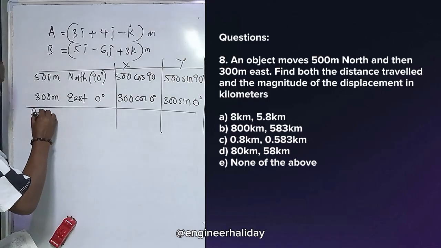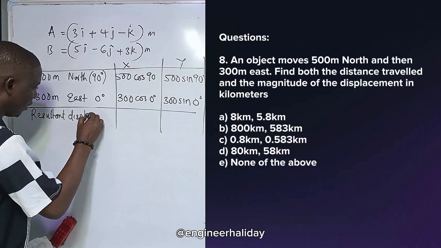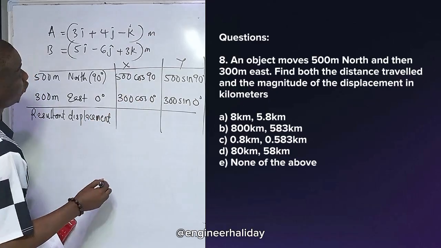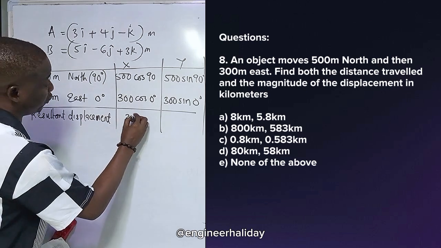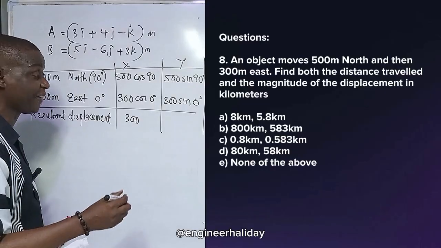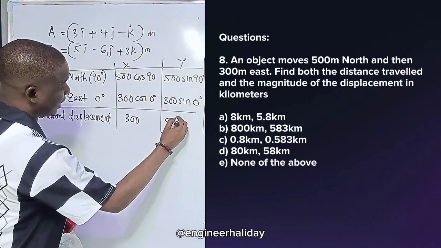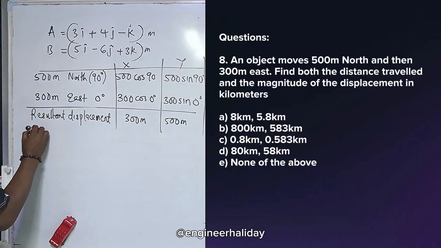So resultant. What is the resultant displacement? It is equal to this: cos 90 is 0, 0 times that is 0. Cos 0 is 1, times 300, you have 300. Then sine 90 is 1, 1 times 500 is 500. Then sine 0 is 0 times what? You have 500 meter. So what do we do to find the displacement?